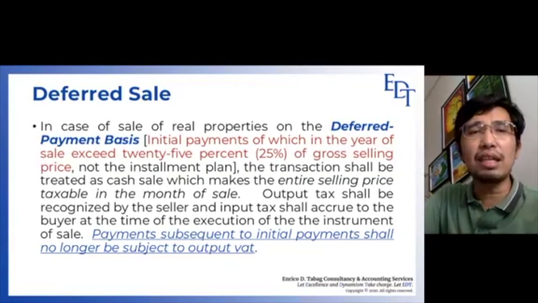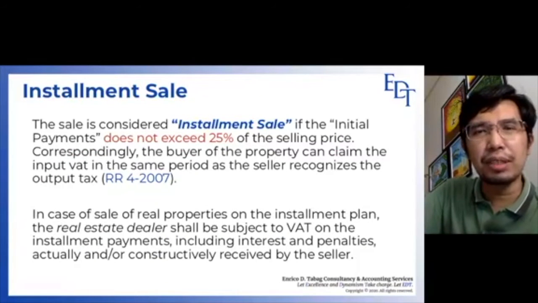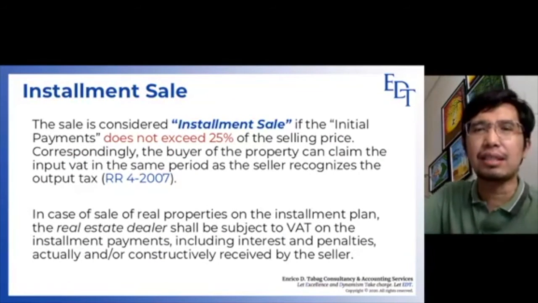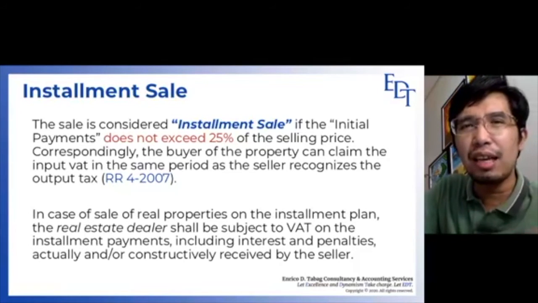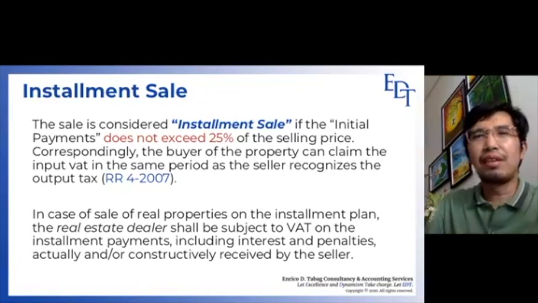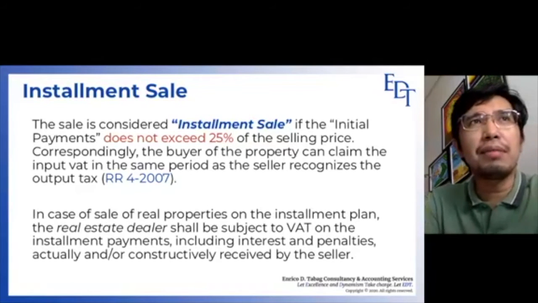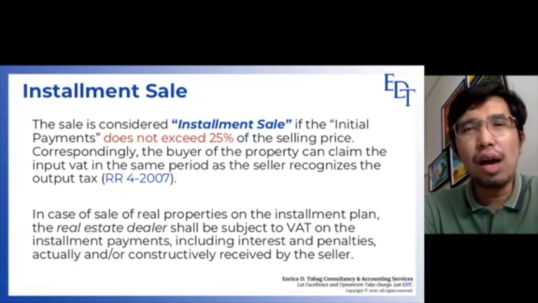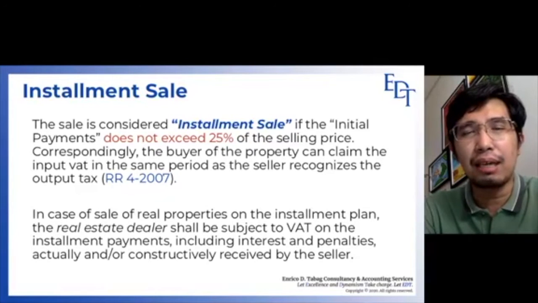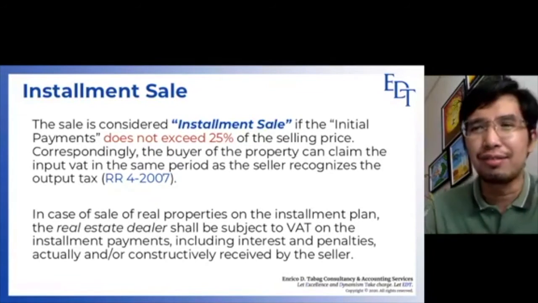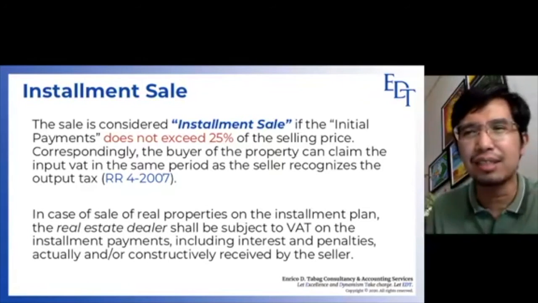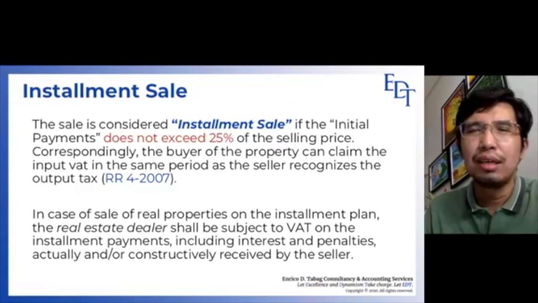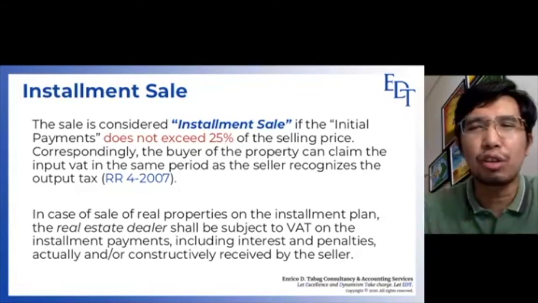Paano naman, sir, kung ang ratio ng initial payment over selling price ay hindi naman lagpas 25%? Yan naman yung pasok sa installment sale. So, kung pasok yan sa installment sale, ang ire-report mo lang na output VAT ay corresponding to your collections. Halimbawa, ang initial payment, 20% lang. So, ang output VAT mo na ire-report mo sa BIR will only pertain to your collection. Okay? So, hindi mo kailangang i-report yung output VAT ng buong selling price o ng buong zonal value. Ang i-report mo lang is corresponding to your collection.